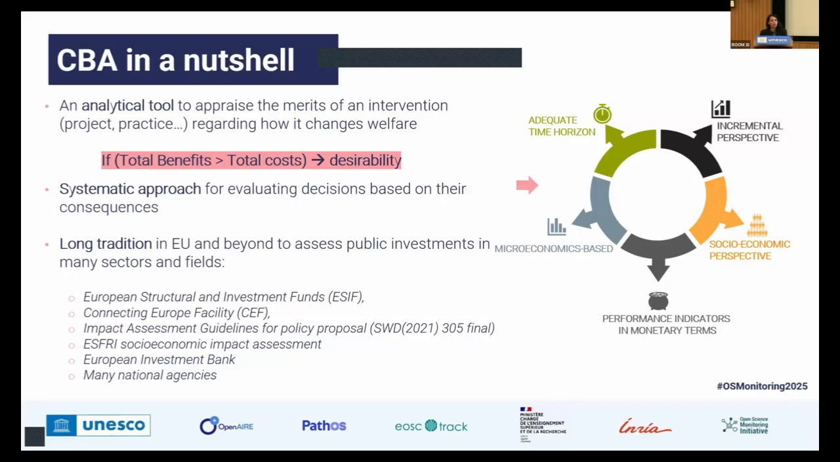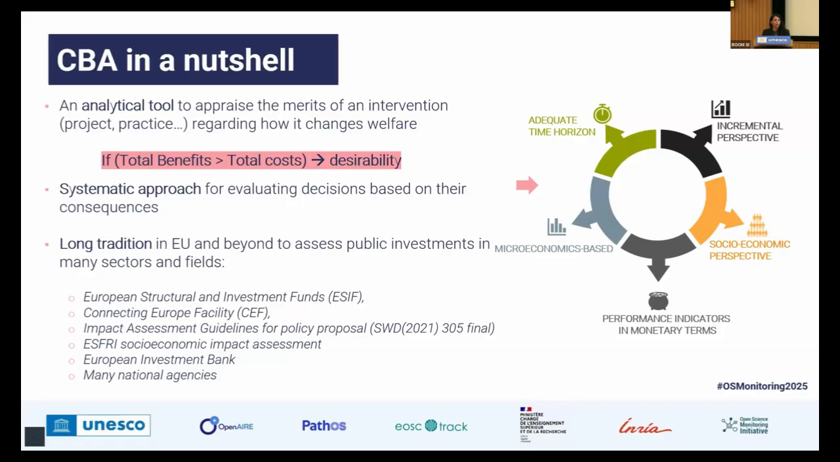I will not go into details of the methodology, but the most important thing is that when we consider the costs and the benefits of an intervention, we do it by comparing with the scenario without this intervention. So this methodology allows us to get the net effect brought about by the intervention. And the benefits and costs are evaluated over a certain time horizon, by looking at the time when these costs and benefits materialize.